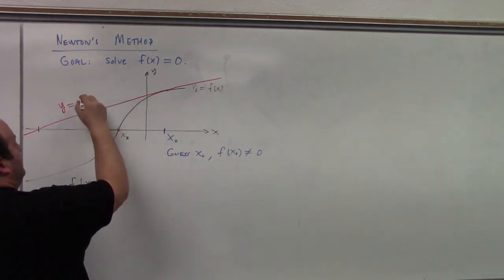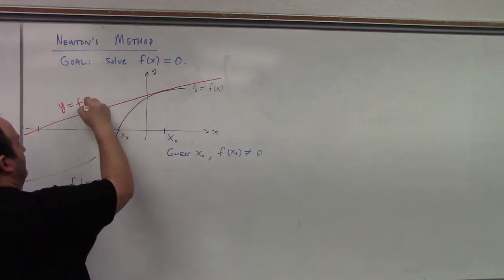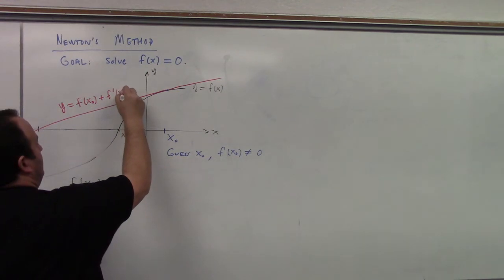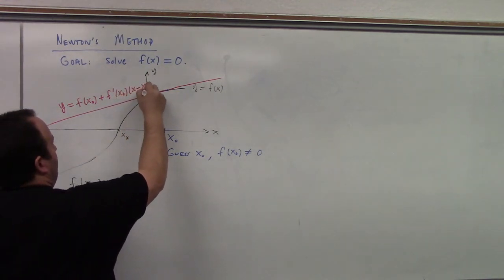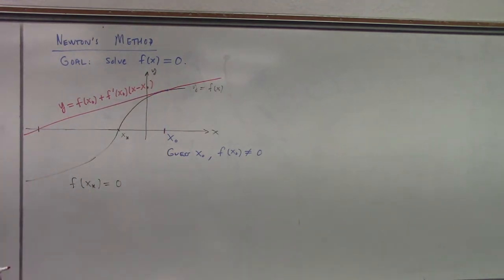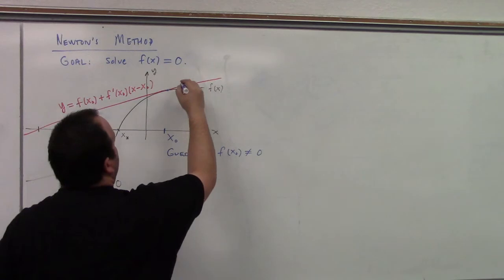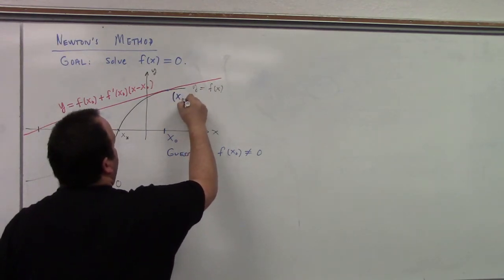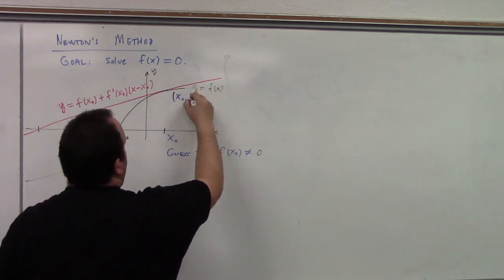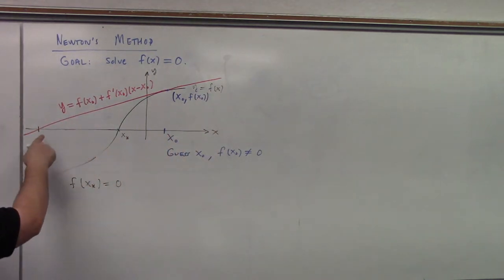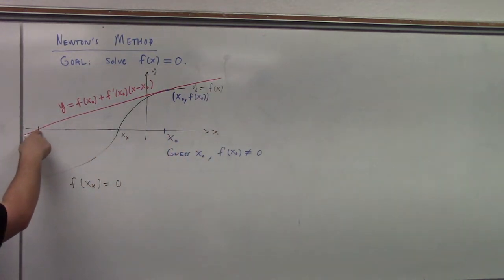Y equals what? It's equal to f of x naught plus f prime of x naught times x minus x naught, right? That's the equation of the tangent line that goes through this point right here, as we've discussed. So my question for you is, can you work out what this specific point is right here?